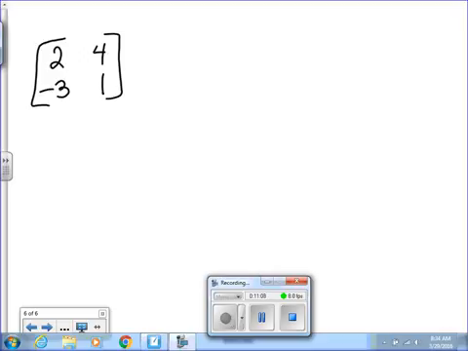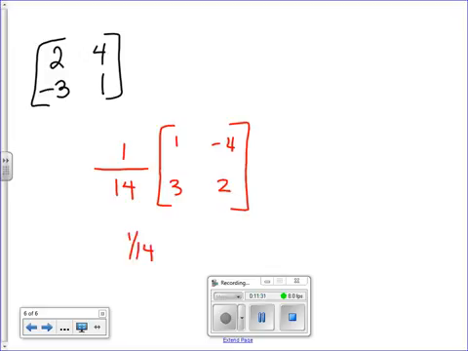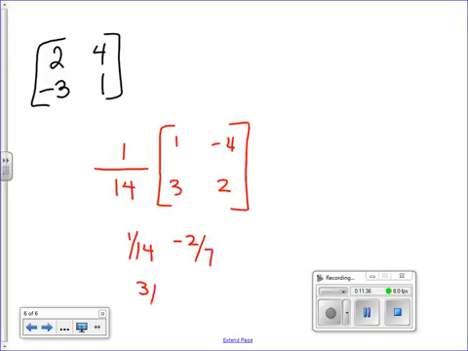So my inverse would be 1 over what? 14. Okay, times the matrix, which would then be 1/14, 2/7, 3/14, negative 1/7. How easy is that?